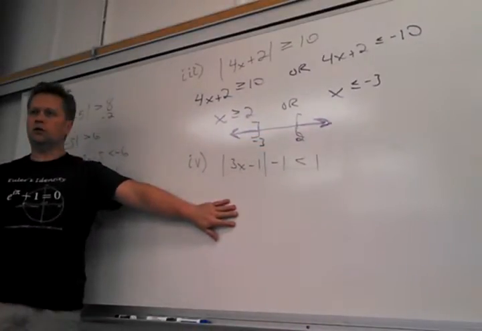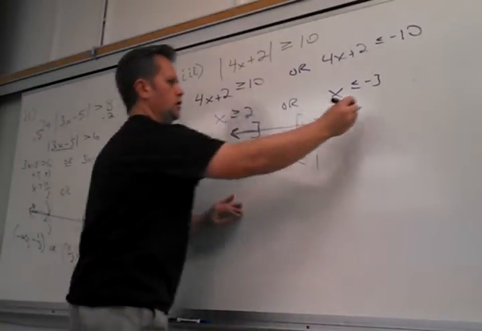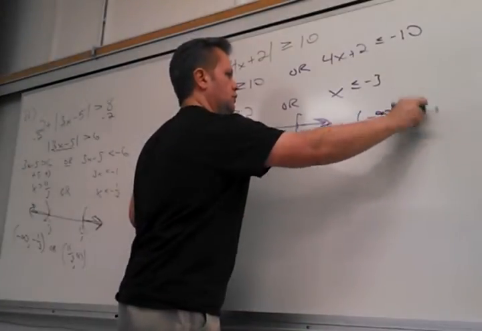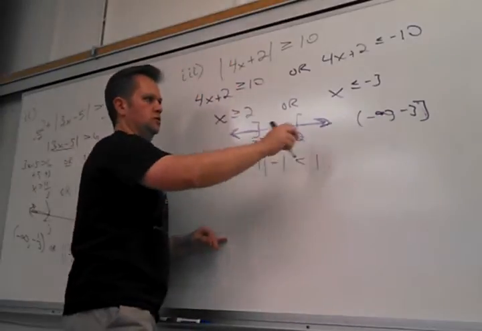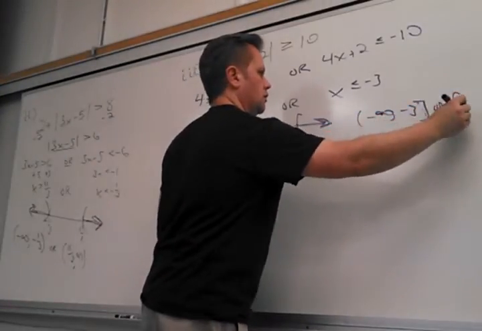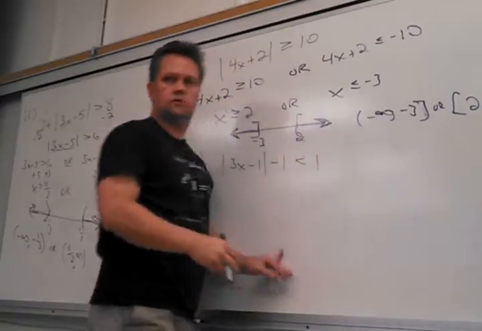And what's the interval notation going to look like? Negative infinity, comma, negative 3. Negative infinity up to negative 3. Same symbol. 2, or 2 to infinity.